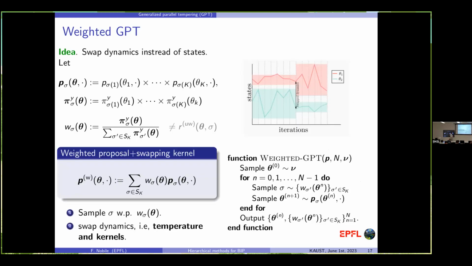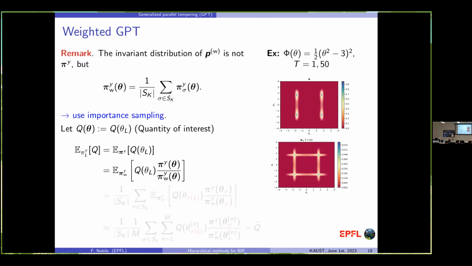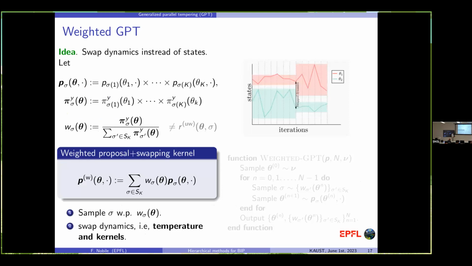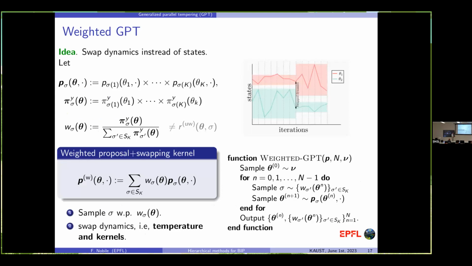So I have this weight here. Now the algorithm looks slightly different now because I don't really perform a swap. I just change a kernel. So one way of reinterpreting this is building a kernel that is a combination of all these kernels with all possible permutations of the temperature, each one weighted with this weight here that sums up to one. So now you see this kernel as a mixture of kernels.